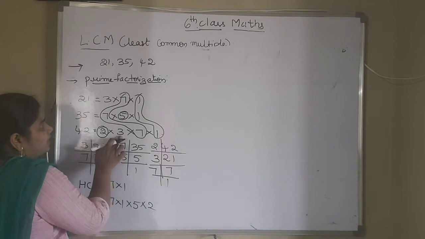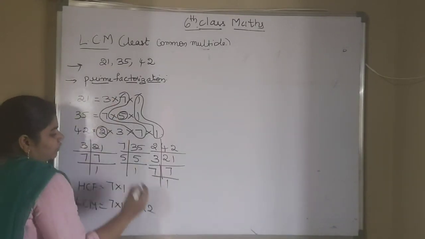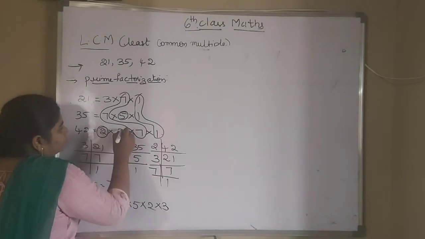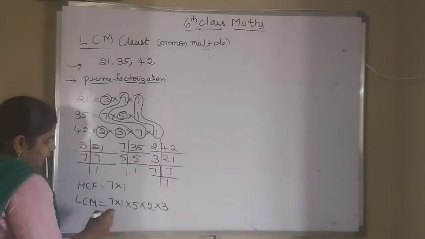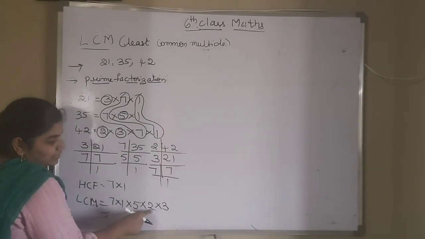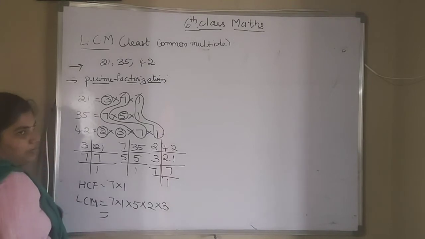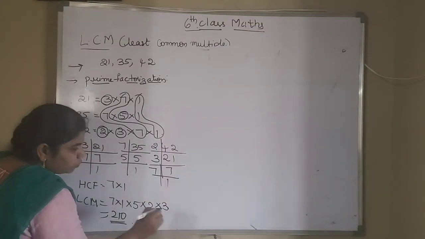Now in this case 3 is there, in this case also 3 is there. So from these 2 3s we will take only one 3. So what is the LCM here? 7 5s are 35, 35 2s are 70, 70 3s are 210. So you got the LCM as 210.